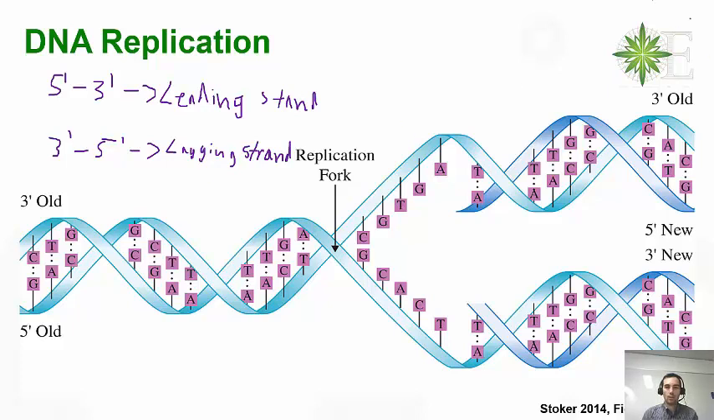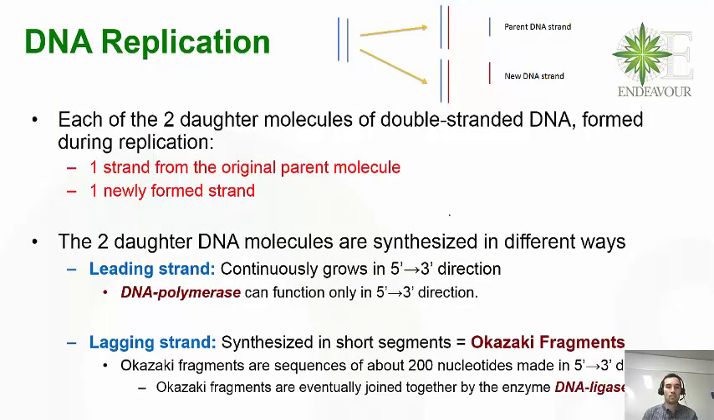So at the top here, our old strand is actually running from 5' to 3'. So this makes it the leading strand. Whereas down the bottom here, we're actually running from 3' to 5', which makes this the lagging strand. So let's have a look at why this matters.